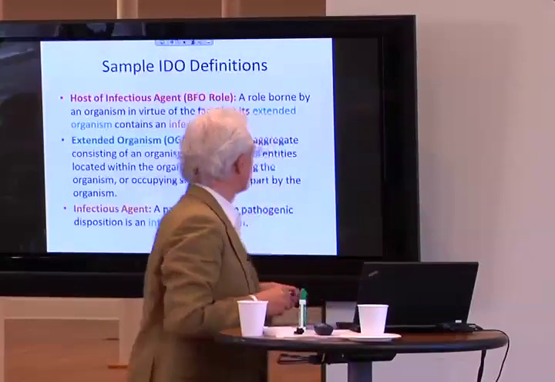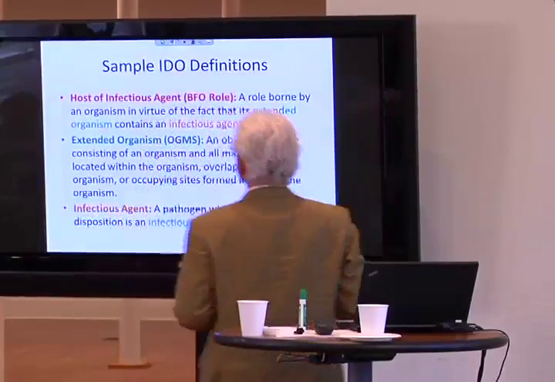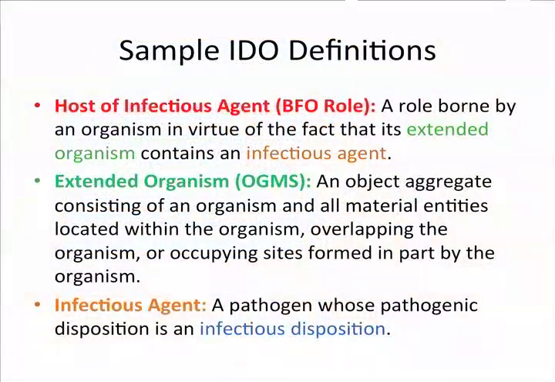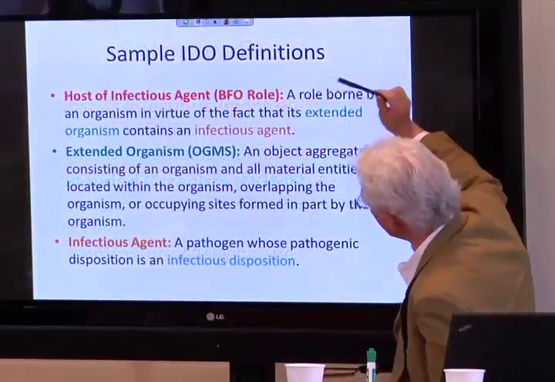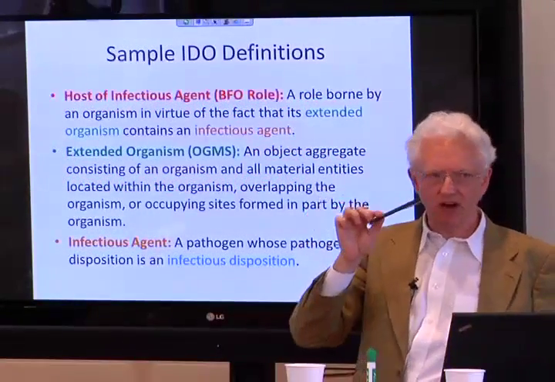So I'll give you some examples of IDO definitions. To be the host of an infectious agent, which might be to be the carrier of an infectious agent, or it might be to be infected by an infectious agent, means to have a role which is borne by an organism in virtue of the fact that its extended organism contains an infectious agent, where the extended organism is the organism plus all the orifices.